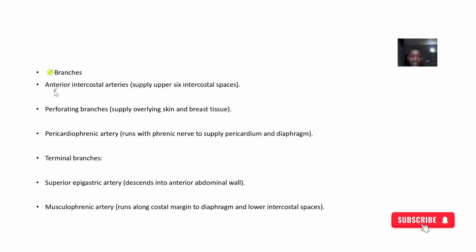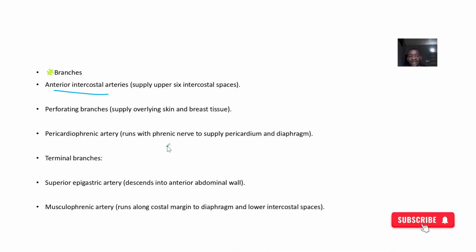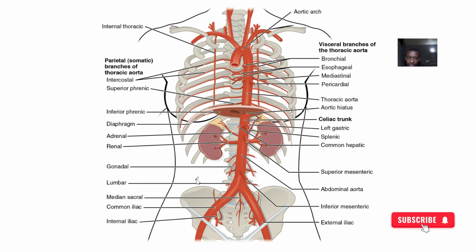So branches, we have the anterior intercostal arteries. Okay, this is what anterior intercostal arteries, I am saying. We have the perforating branches. Those ones, they supply the skin and the breast. We mostly see it when basically everything is there. Then we have the pericardiophrenic artery. We'll elaborate more on them when we start talking about thorax anatomy. So terminal branches, we have the superior epigastric artery, then we have the musculophrenic artery. So this is the internal thoracic or the internal mammary artery.